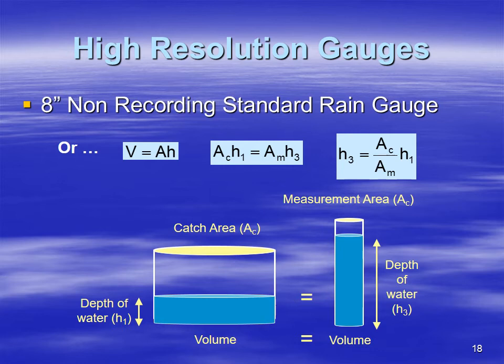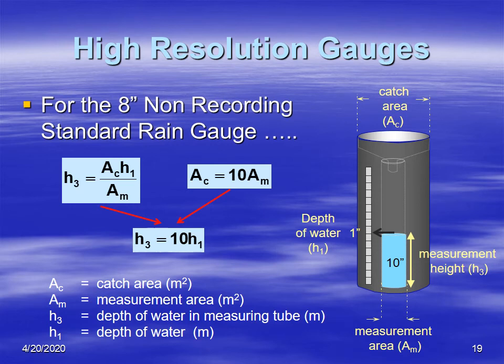If you don't like diameters, you can also do areas. Areas are a little bit harder to calculate, of course. We usually just go ahead and measure the diameter, and from that we can come up with a correlation between the catch area and the catch can and the measuring can. For our 8-inch non-recording standard rain gauge, we already said that this ratio is 10-1, meaning that if there is 1 inch of precipitation in the big catch can, in the big overflow can, then that would equal 10 inches in our measuring can. And you can see that it amplifies the depth of the precipitation.